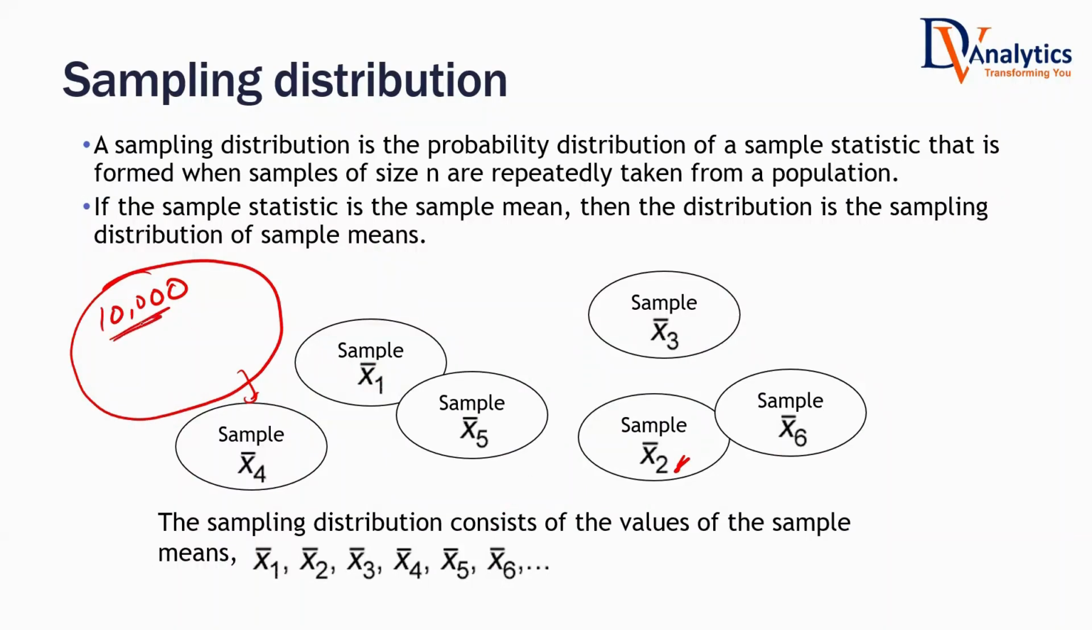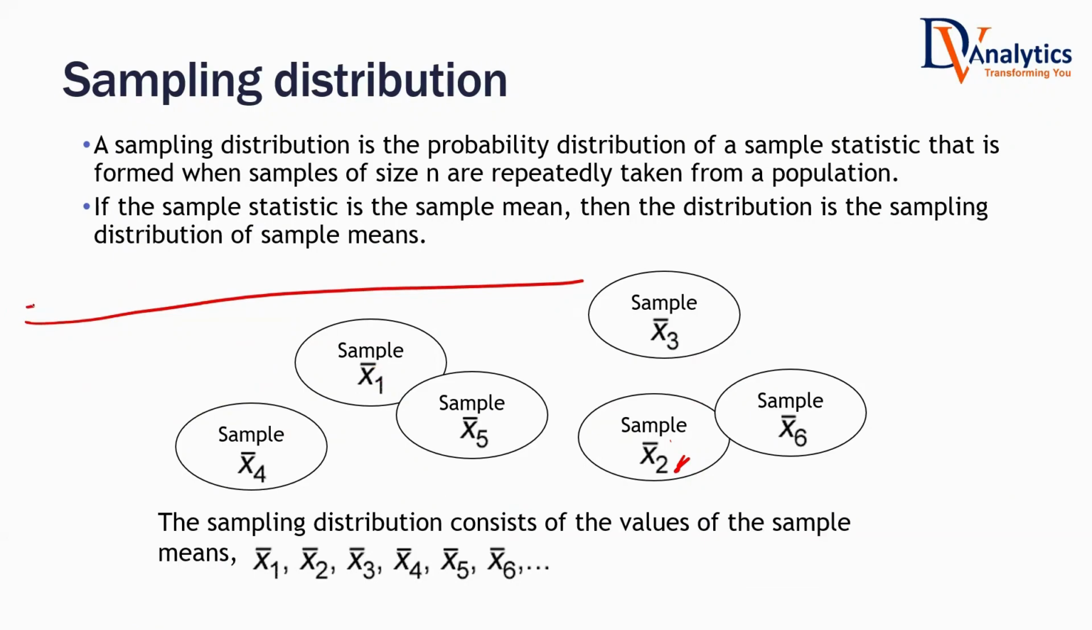Again, from 10,000, I picked another sample. I found their average age. I repeat that experiment multiple times. Then I have age 1, age 2, age 3, age 4, and so on. So the distribution of average ages in the sample is known as the sampling distribution.